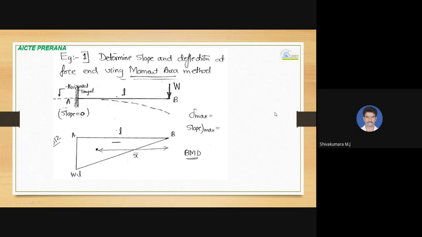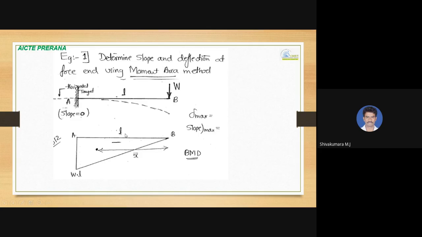So on a simple problem, let us have a look at how to find the slope and deflection. You can read the question: determine the slope and deflection at the free end using the moment area method. There is a cantilever beam, one side is a fixed end and the other side is subjected to a concentrated load of W, and the span of the beam is L.